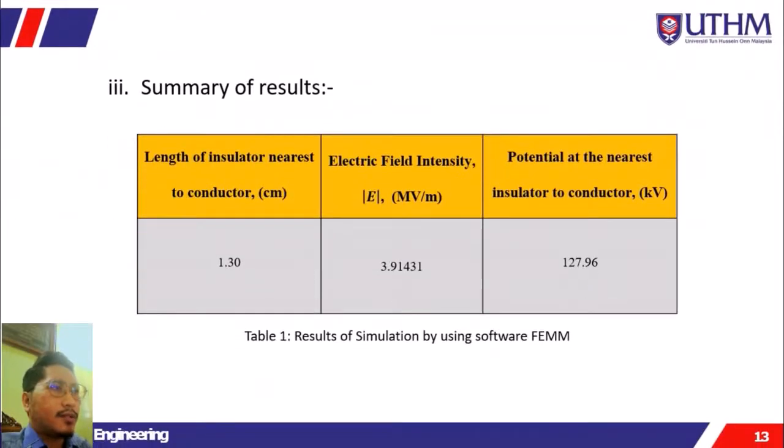And we summarize the result in three columns, where we put the length of the insulator nearest to the conductor, which is 1.30 centimeter, and we got the results of electric field intensity and potential at the insulator nearest to the conductor, which are 3.91431 and 127.96. That's all about the results and the summary of the results.